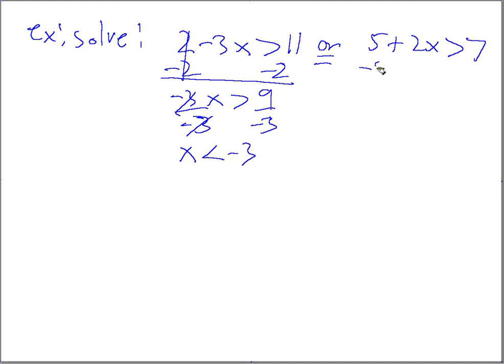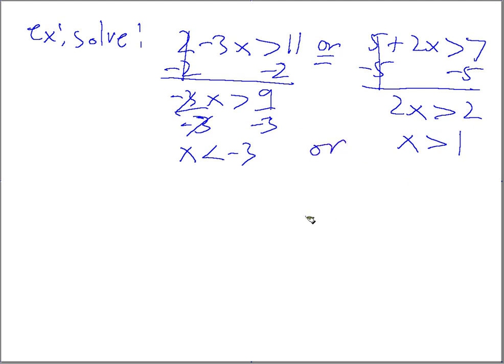My second one: subtract 5 on both sides. Again, just solve each of them separately is the theme here for compound inequalities. 2x greater than 2, or x greater than 1 if we divide both sides by 2. And this time we don't switch because we're dividing by a positive number. But the keyword was or, which joins them. So either we're less than negative 3 or we're bigger than 1.